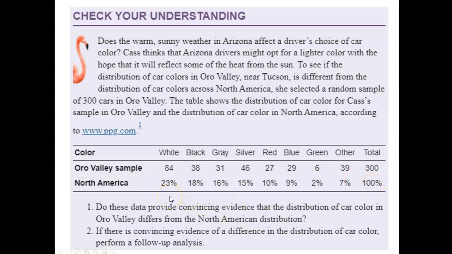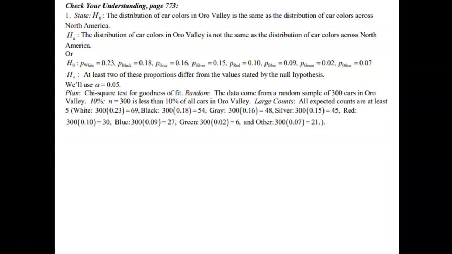So they want to know, do the data provide convincing evidence that the distribution... so basically they want you to perform a chi-square test. We're going to have to fiddle with this data a little bit because you want to talk about counts and not necessarily what they have here.